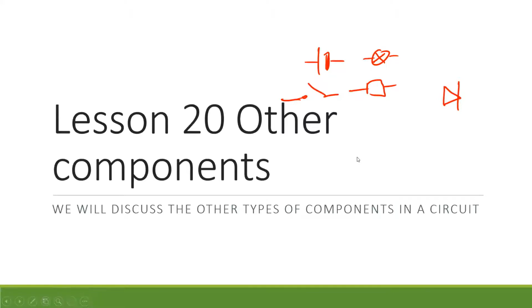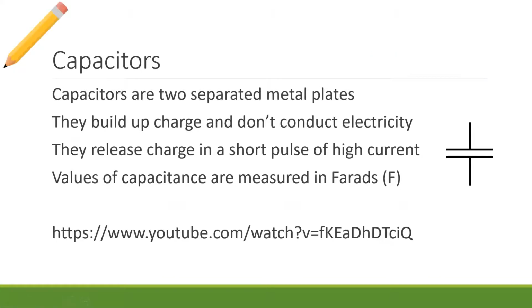Okay, so for example, a switch is technically not really a non-ohmic device. It's just sort of a device. But I will talk about some of them later on. The first one I wanted to show you guys is a capacitor.